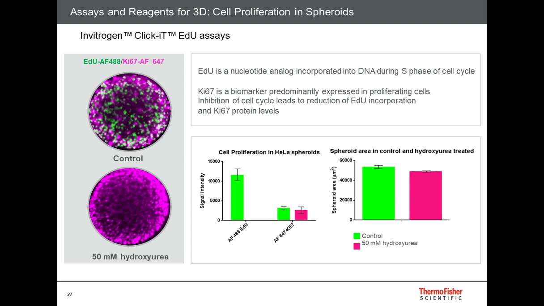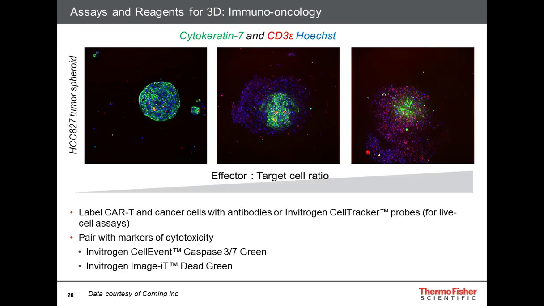So I mentioned that we're not just transitioning individual functional assays like this, but also multi-cell immune-based assays. So let's look at some different assays and reagents for immuno-oncology and how we translate these into three-dimensional models. Here we're looking at a CAR T killing study of some colon cancer spheroids. We can see three different spheroids that were formed and then treated with CAR T cells designed to target them at different effector to target ratios.